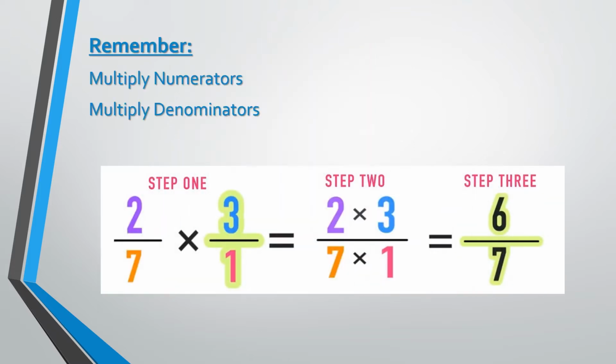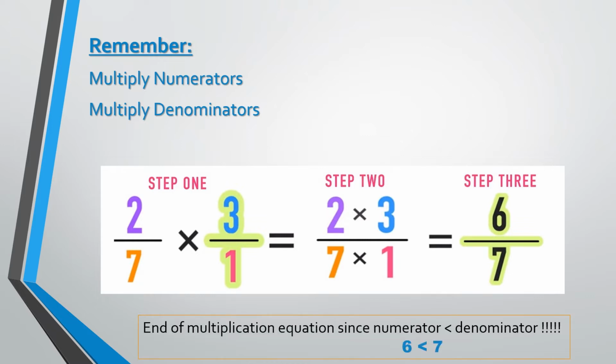Now we can multiply the numerators together and the denominators together. So multiply 2 times 3 to give 6 and multiply 7 times 1 to give 7. And the final answer is 6 over 7 because the numerator, which is 6, is less than the denominator, which is 7.